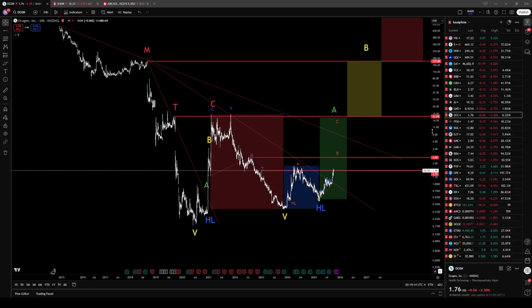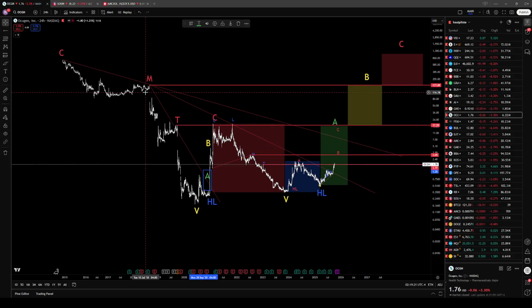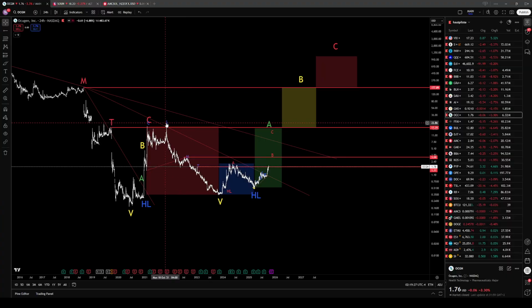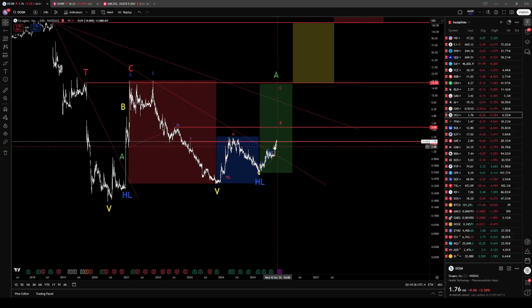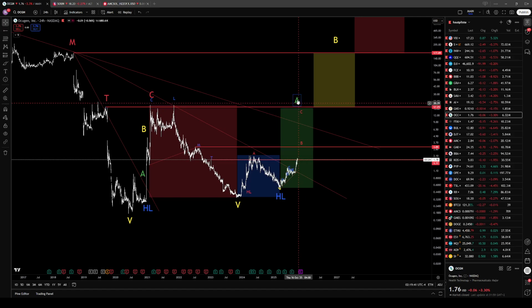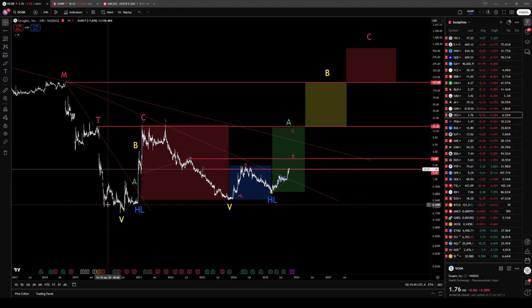For the bullish version, you have your peak, midpoint, last time to sell, V, high low, ABC finished. C, lower high, M, T, V, high, low. Ready to go to A. Your A target would be around $70, B around 165 and whatever.